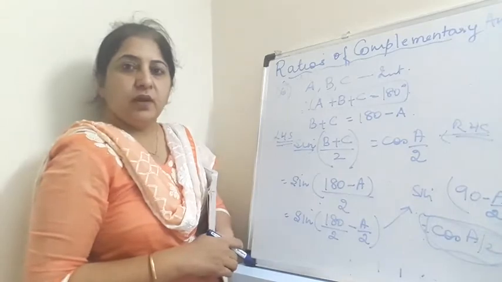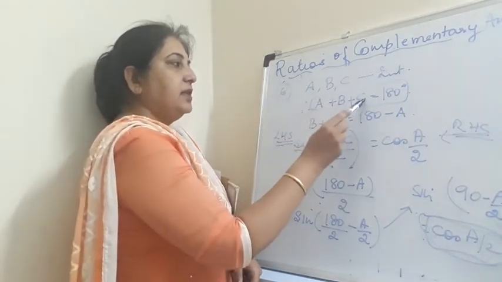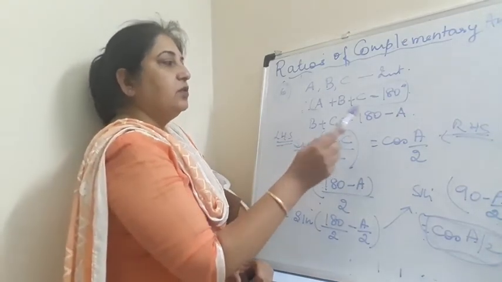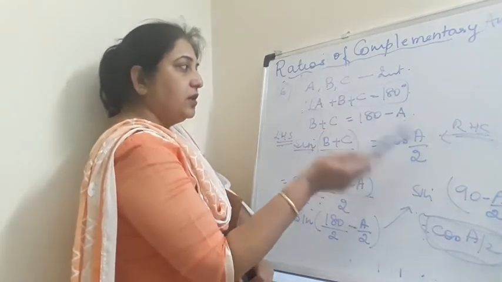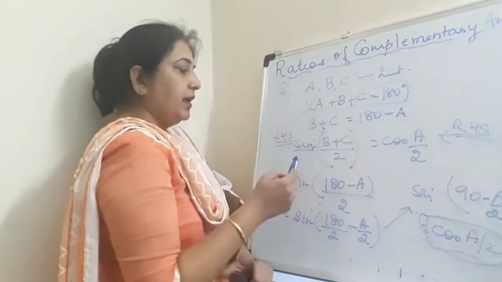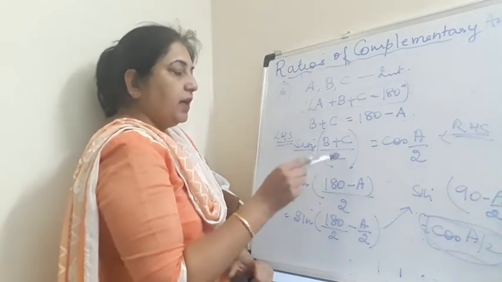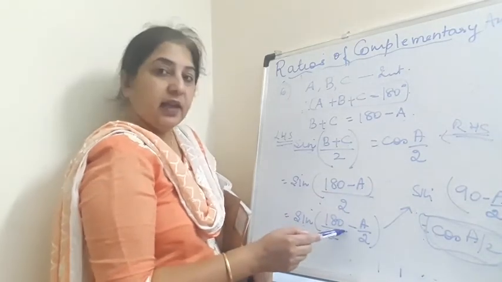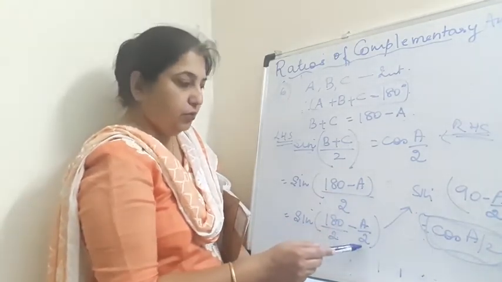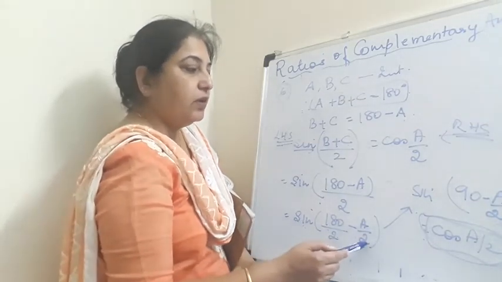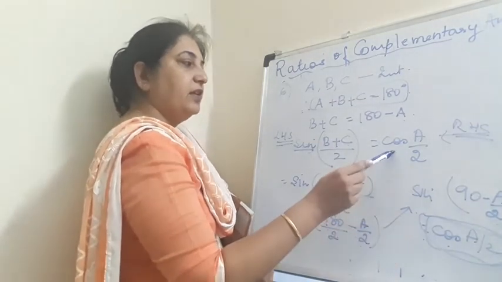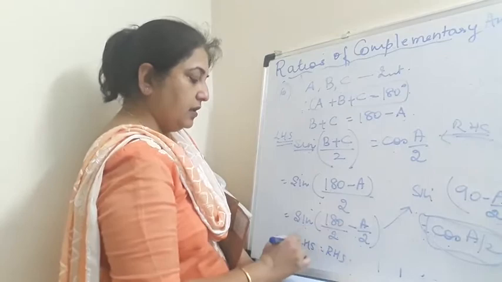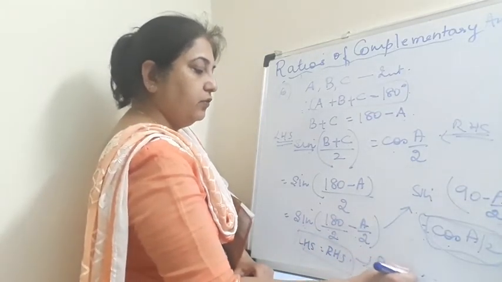So I hope you followed what I am saying. First we write A plus B plus C is equal to 180 degrees as the angle sum property of the triangle. Then B plus C is equal to 180 minus A. I can also change A in terms of B plus C. Then sine of (B plus C) upon 2, in place of B plus C I write (180 minus A) upon 2. And when I solve further I get 90 minus A by 2. So sine (90 minus A by 2) is equal to cos A by 2, which is given in the right hand side, and therefore we write that LHS is equal to RHS and we write hence proved.